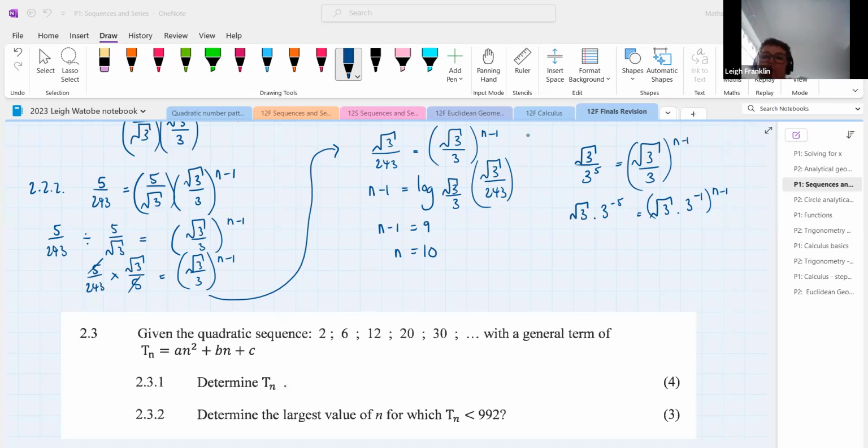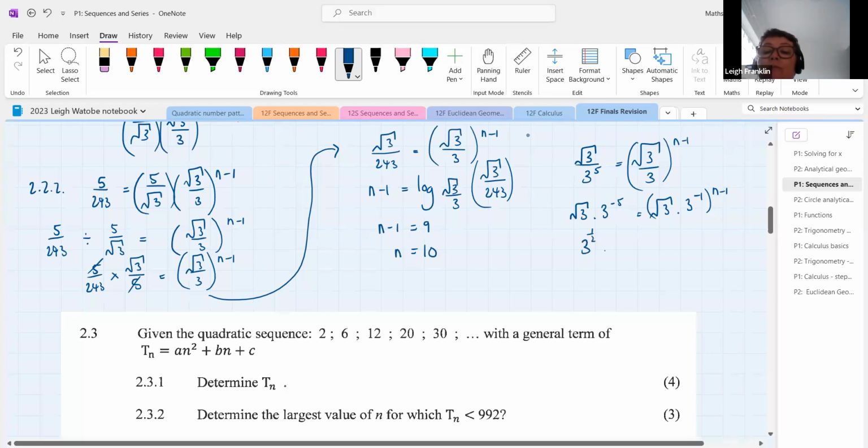I'm just looking at what we would do here as an alternative method if we weren't going to use logs. It just seems as though it might become a little bit difficult for us. Because, oh, you know what I think we could do here? This is why I was asking you what it is that you did, Lebogang, but I think this is what I would do: I would rewrite root 3 as 3 to the power of a half.